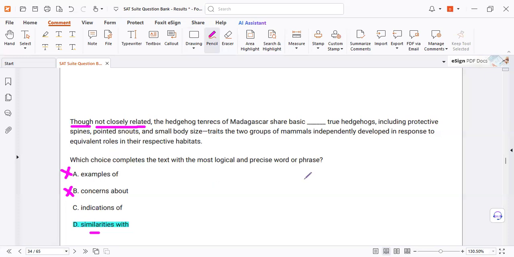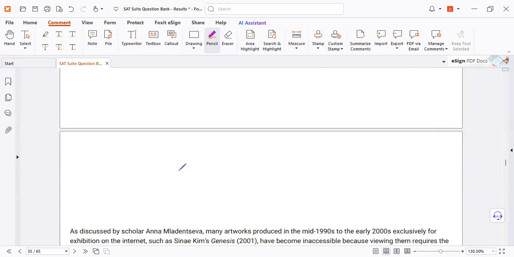Another point, he mentioned the similarities, that they share traits. The two groups developed independently. You see, everyone developed the same thing. And he said equivalent roles, equivalent, equal. If two things have equal roles, it means they share the same role. That means similarity. I'm just revising the techniques. That's all. Right.